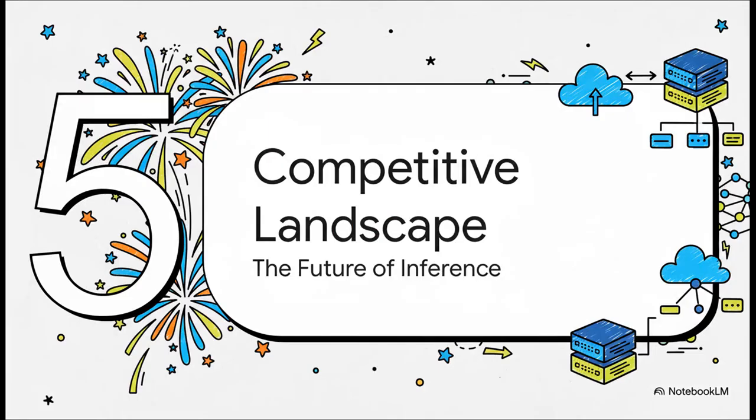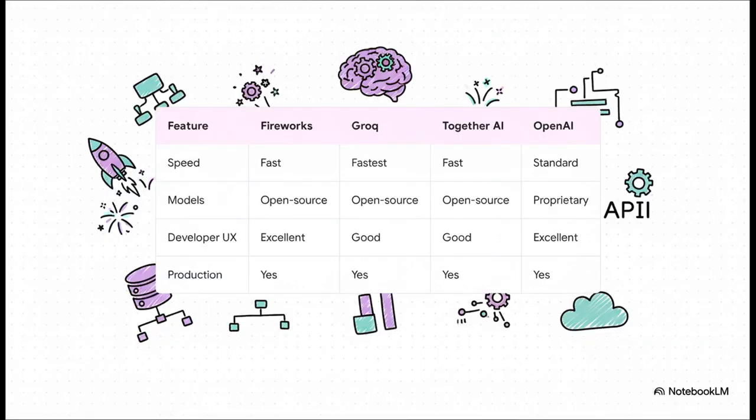All right, let's zoom out for a second. Fireworks doesn't exist in a bubble. It's actually part of this really exciting, fast-growing, competitive landscape of AI inference platforms. Now, this is where it gets really interesting because you can see the different trade-offs you have to make as a developer. Over here, you have Groq, who are just the undisputed champions of raw speed. If you need the absolute lowest latency possible, that's your go-to. Then you have OpenAI, with their best-in-class proprietary models and an incredible developer experience.